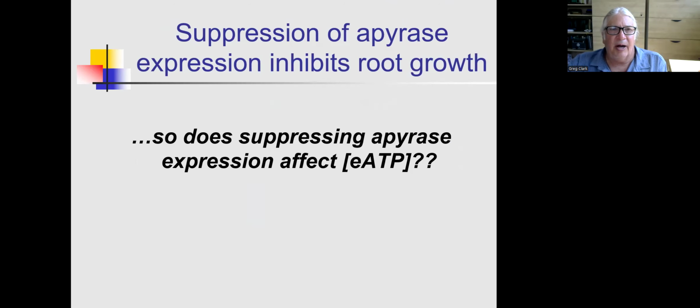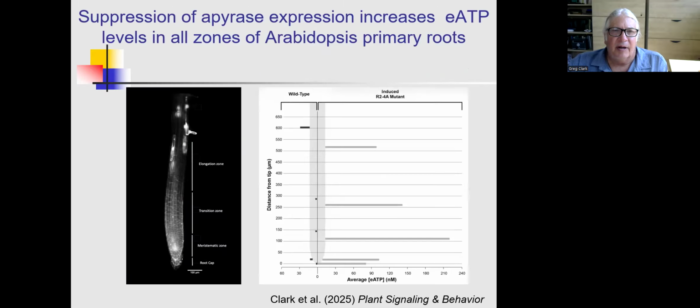So if suppression of apyrase expression inhibits root growth, will suppressing apyrase expression affect extracellular ATP concentrations? In doing this experiment, we typically would stain our seedling roots with propidium iodide so we could easily identify the different zones of the root: the root cap area, the meristematic zone, transition zone, and the elongation zone. And what I hope you can see is that in our induced R2/4A RNAi mutant that's suppressed in the expression of both APY1 and APY2, the levels of extracellular ATP are greatly increased compared to the wild type.